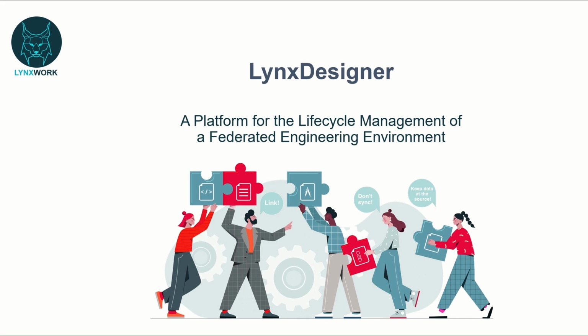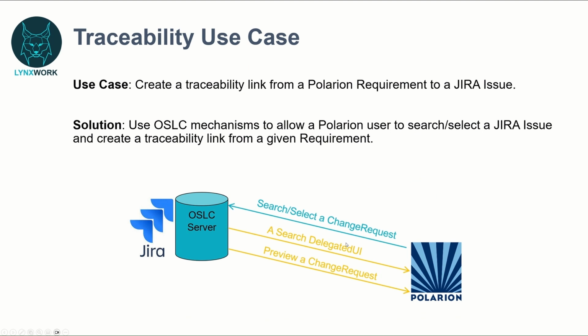You do this by first modeling the product information you need to expose, then defining your OSLC services for your applications based on this information model. I will demonstrate an end-to-end integration use case where we will introduce the capability for a requirements engineer to create a traceability link from a requirement in Polarion to a change request in JIRA.